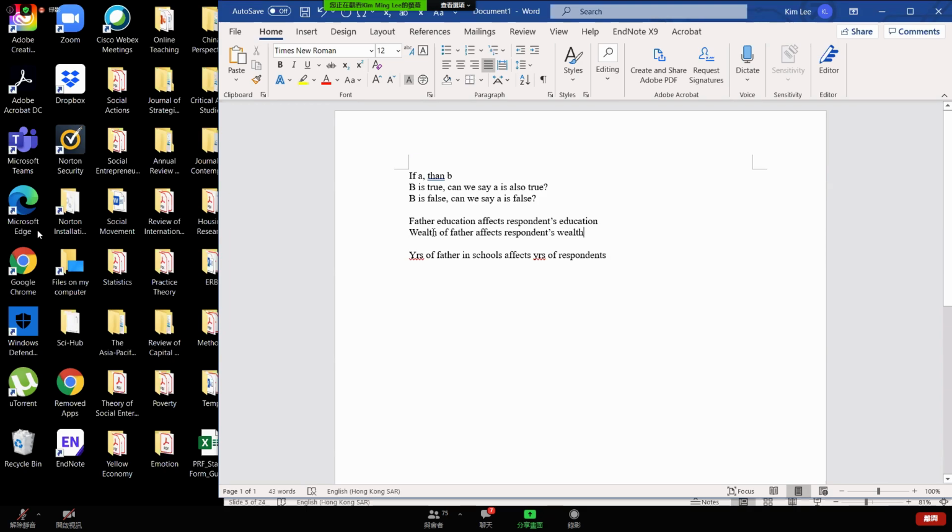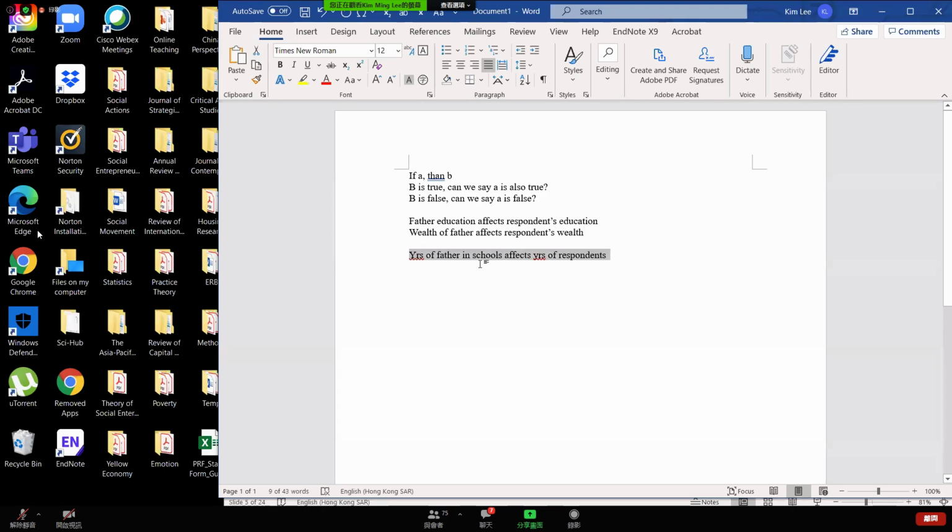If you have a rich father, you can have many years in school, because your father's wealth affects your wealth. That means once you have more money, you can have more years in school because you don't have to work. So the second theory can also be operationalized by using the same empirical statement.